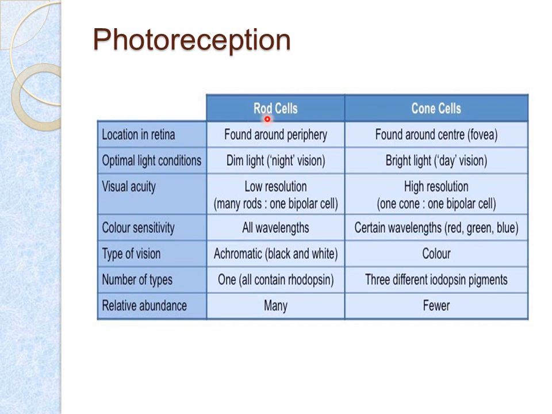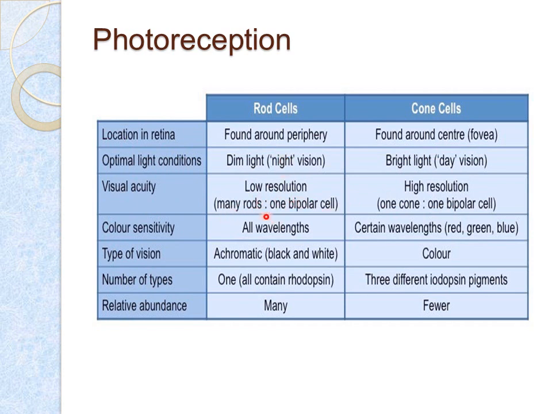Now let us see what rod cells and cone cells are and what their main differences are. If we talk about the location in the retina, rod cells are mainly present in the periphery region, whereas the cone cells are in the center region, the fovea centralis. Rod cells, as I have told, are responsible for dim light, and cone cells for bright light or day vision. Now the visual acuity in rod cells is very low resolution.